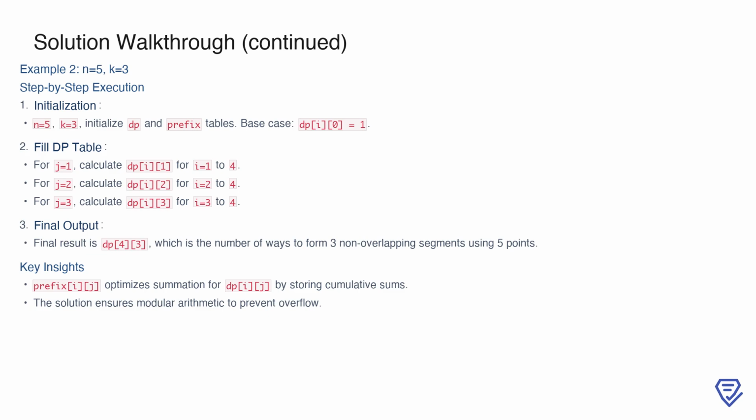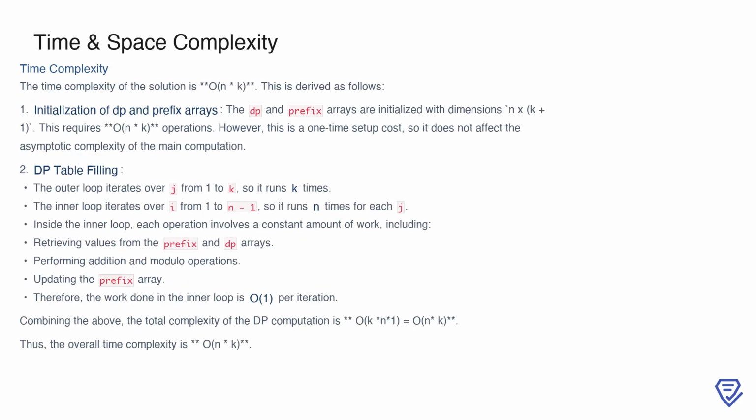A key insight from this solution is the use of the prefix table to optimize summation, reducing the complexity of calculating cumulative sums. Additionally, modular arithmetic ensures that our computations remain efficient and avoid overflow when dealing with large numbers. This approach effectively combines dynamic programming and cumulative sums to solve the problem in a structured and efficient manner. The time complexity of our solution is n*k.